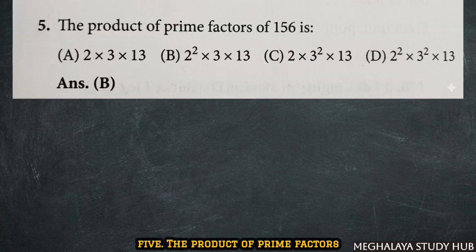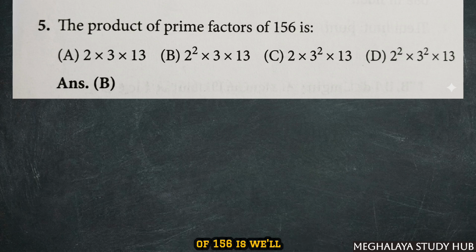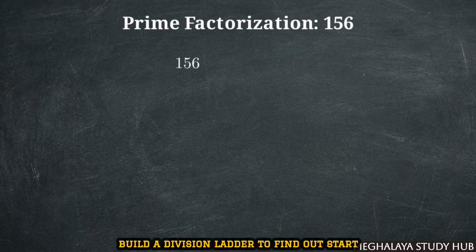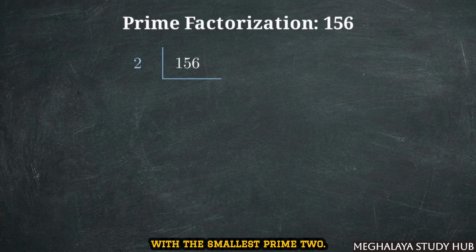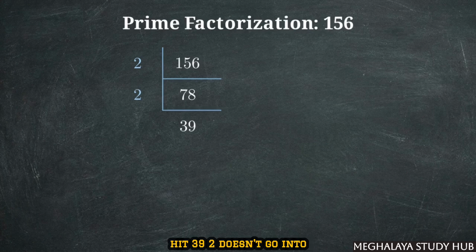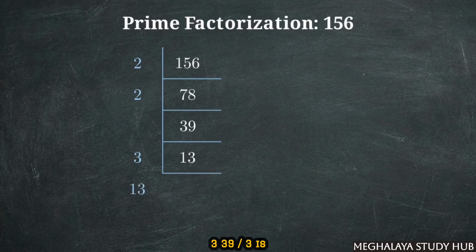Let's review question 5. The product of prime factors of 156 is... We'll build a division ladder to find out. Start with the smallest prime, 2. 156 divided by 2 is 78. Divided by 2 again, we hit 39. 2 doesn't go into 39, so move to the next prime, 3. 39 divided by 3 is 13.